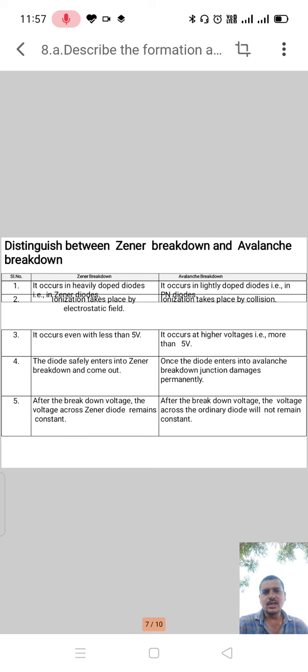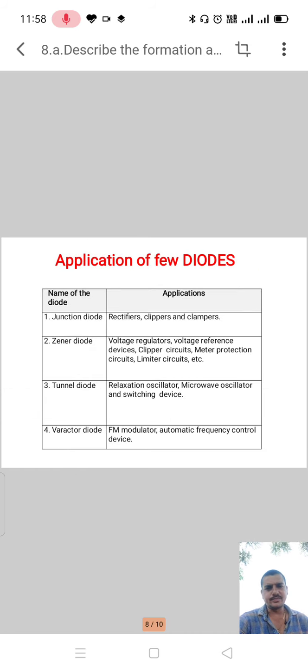Zener breakdown occurs even with less than 5 volts. Avalanche breakdown occurs at high voltages, that is more than 5 volts. In Zener breakdown, the diode safely enters into breakdown and comes out. Once the diode enters into avalanche breakdown, the junction is damaged permanently. After the breakdown voltage, the voltage across the Zener diode remains constant. After the breakdown voltage, the voltage across the ordinary diode will not remain constant. These are the distinctions between Zener breakdown and avalanche breakdown.